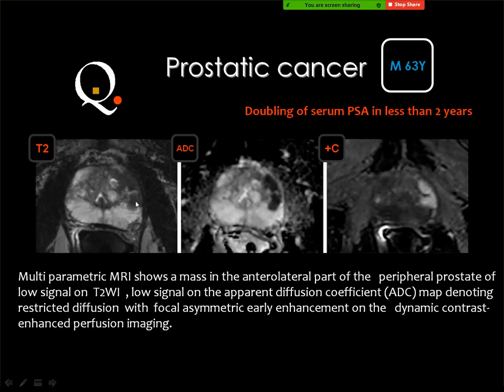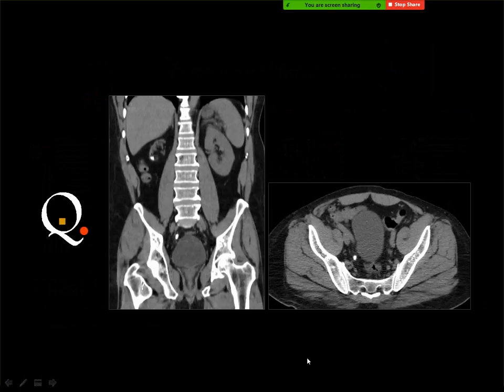It shows low signal in the T2 weighted image within the high signal of the peripheral zone. On diffusion, it will show restricted diffusion, bright in the diffusion weighted image, and dark in the ADC with evident contrast enhancement after contrast injection.